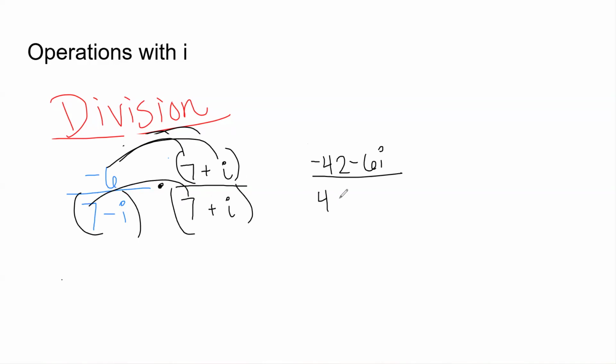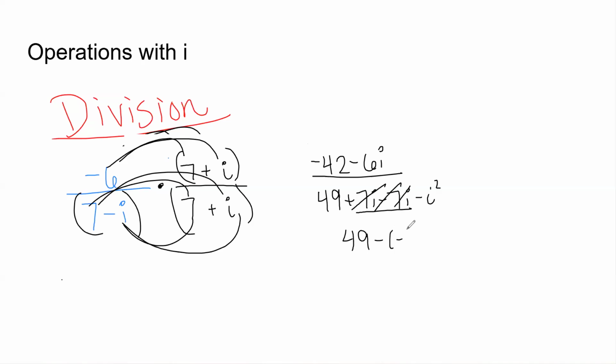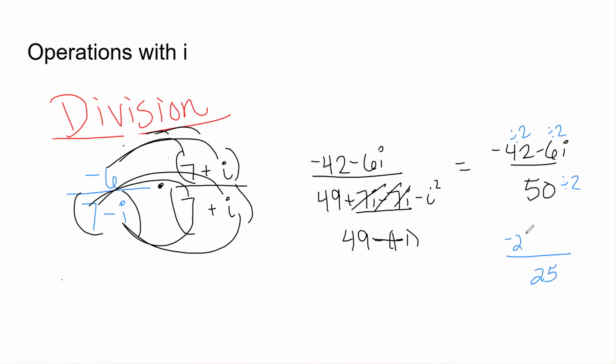And the bottom, you're going to FOIL out. 7 times 7 is 49, plus 7i, minus 7i, minus i squared. The middle should always cancel out, or you've done it wrong. That's the whole point of the conjugate. So we have 49 minus -1, because again, i squared is a superhero. That's going to turn to a plus, and we're going to have 50 on the bottom. Now again, sometimes you might be done, but since all those numbers are even, we can go ahead and divide by 2, just to reduce this down. That's slightly better there.